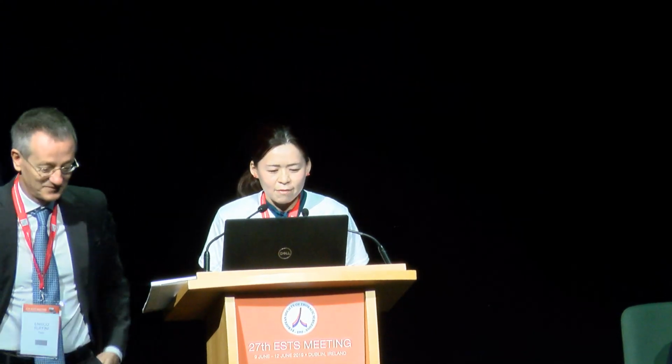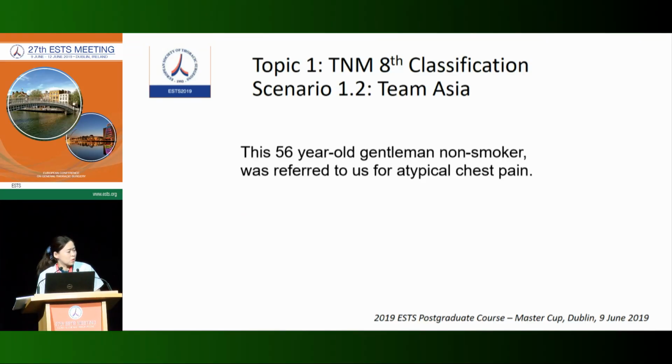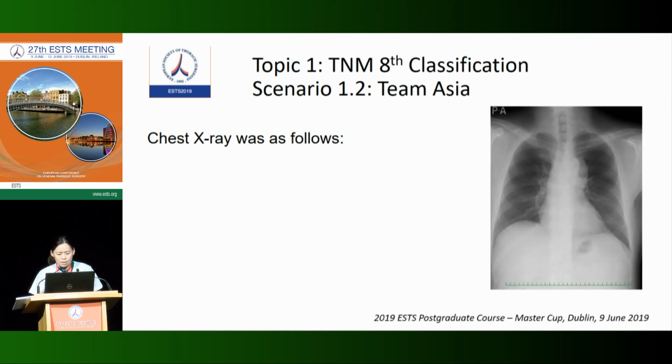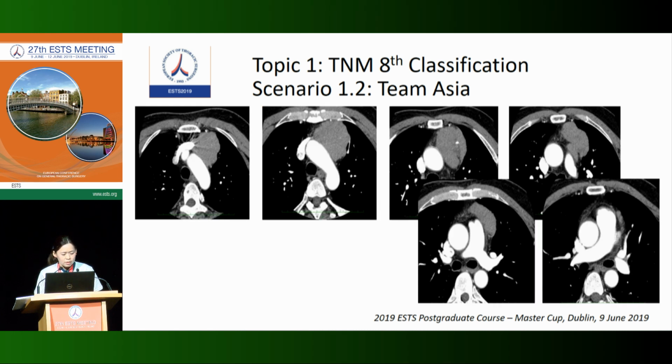Okay. This is a 56-year-old gentleman who has never smoked before, and he's referred to us for atypical chest pain. The chest x-ray was as follows. So you can see the abnormality of that. And after the chest x-ray, a chest CT was undertaken. So he had a mass in the mediastinum and had a bit of calcification there, and looks like it invaded the lung, possibly.